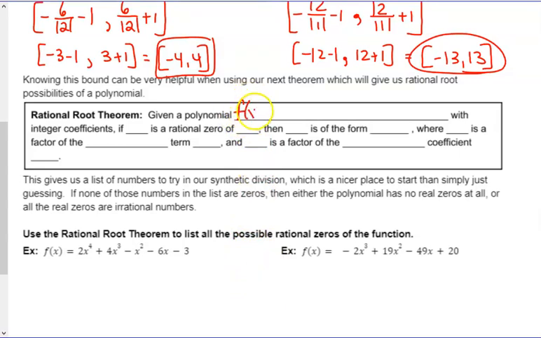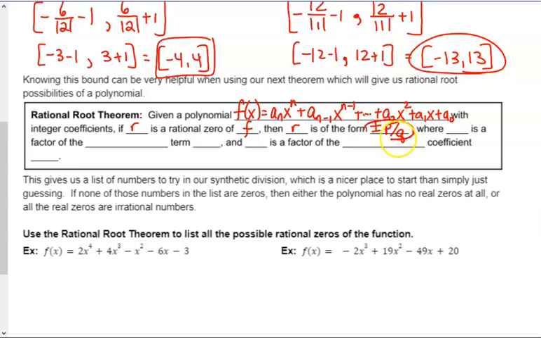So we're going to start with that same polynomial. F of x is equal to a sub n x to the n plus a sub n minus 1 x to the n minus 1 plus, and it gets down to a sub 2 x squared plus a sub 1 x plus a sub 0. So that's kind of the polynomial of the form. A lot of times we like to see that in descending order, starting with the highest power. So given this polynomial with integer coefficients, if r is a rational 0 of our function f, then r is of the form plus or minus p over q.